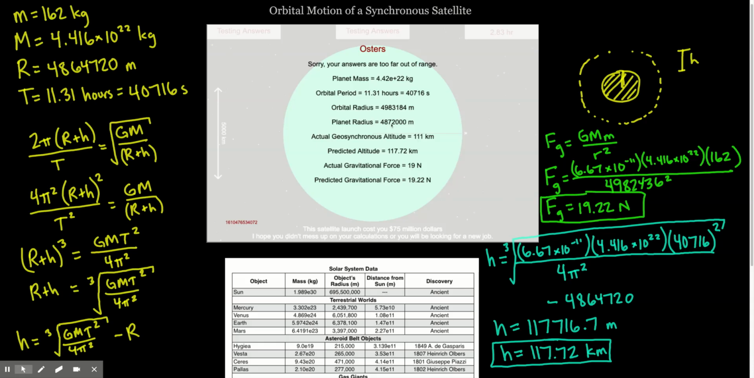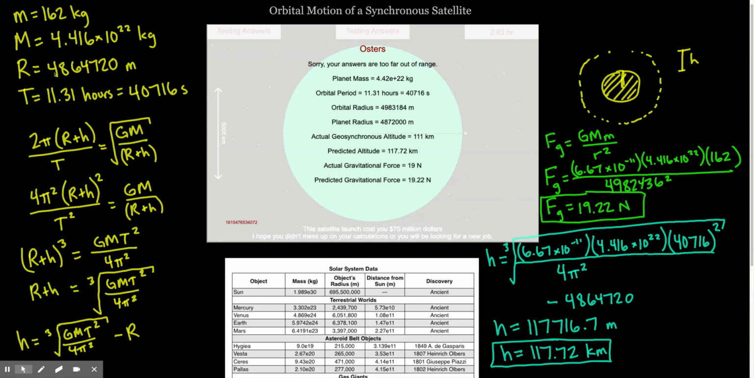Planet's radius is 487. So I got 486,472. They got 4872. So obviously there's a miscommunication there. The orbital radius I got was 4982. They got 4983. The orbital period I got right, and the 4.42 times 10 to the 22nd was the mass. So they rounded the mass to two significant figures, which I think may have had an effect on everything else. So my suggestion would be maybe to round your mass to 4.42 instead, just because that's what they did here. And of course, that can affect everything else beyond that.